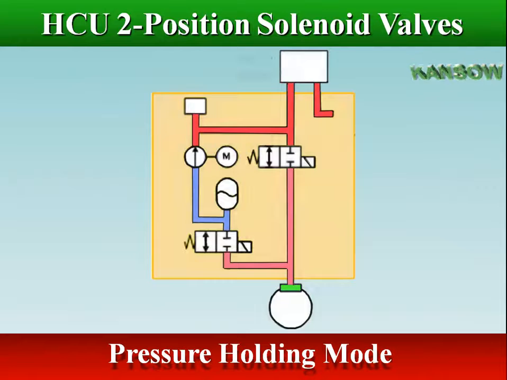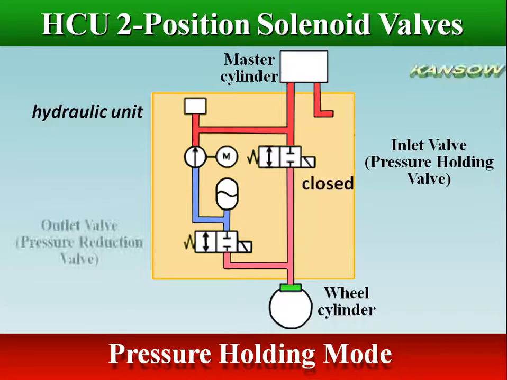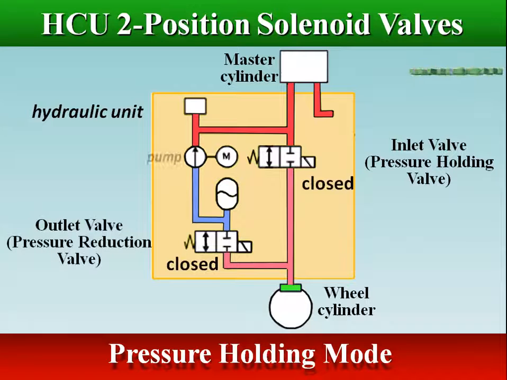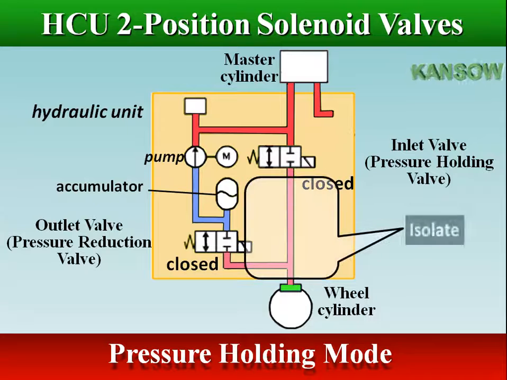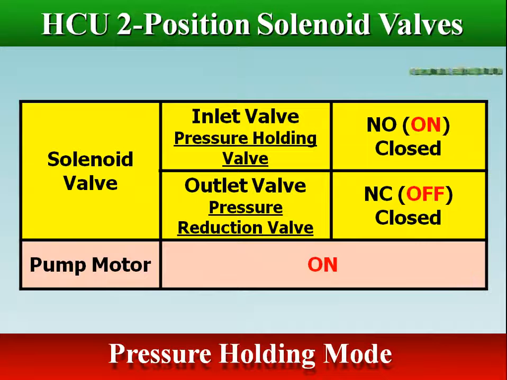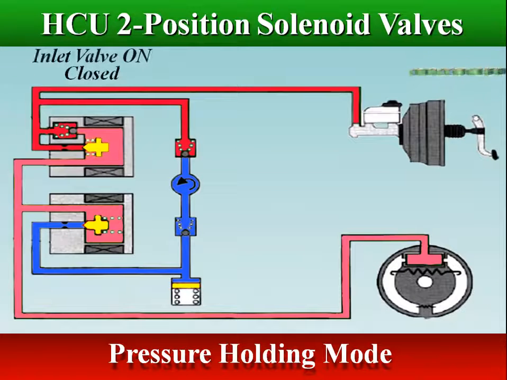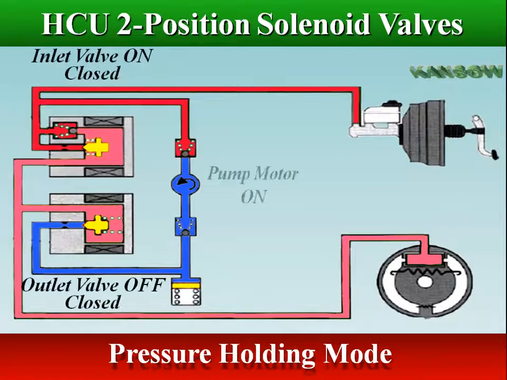When any wheel begins to lock, the ECU initially goes to hold mode to prevent any additional increase in pressure. The ECU turns off the pressure reduction valve and turns the pressure holding valve on. The pressure reduction valve closes, preventing hydraulic fluid from going to the accumulator, and the pressure holding valve remains closed, so no additional fluid pressure can reach the wheel cylinder.